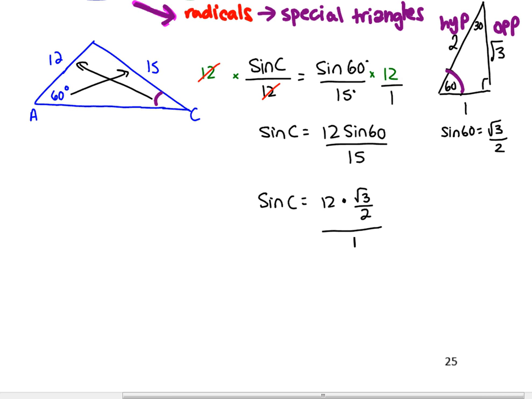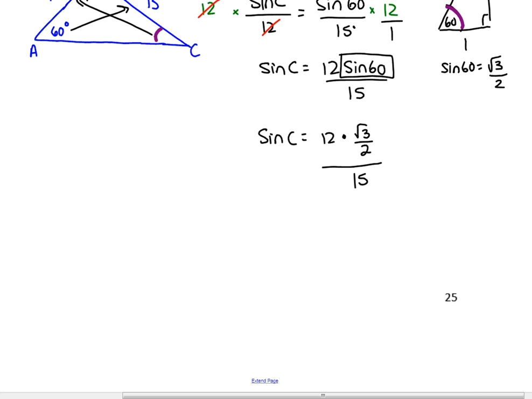Okay, what can we simplify here? I subbed in sine of 60. Sine of 60, right here, we use a special triangle. So early on, sine 60 is right here, and I replace that with what it's equal to, root 3 over 2. Do you see that? So now I need to simplify this. I want to leave the radical.